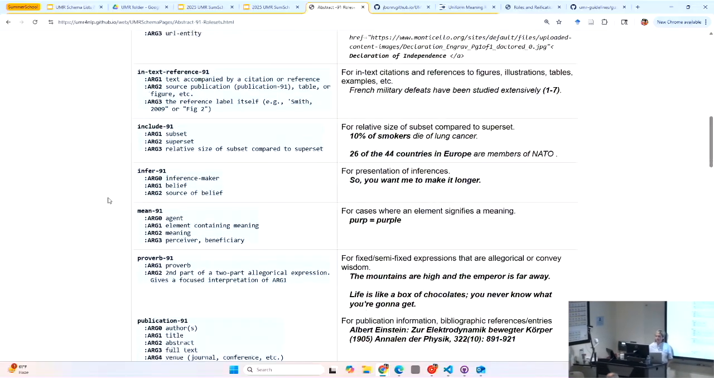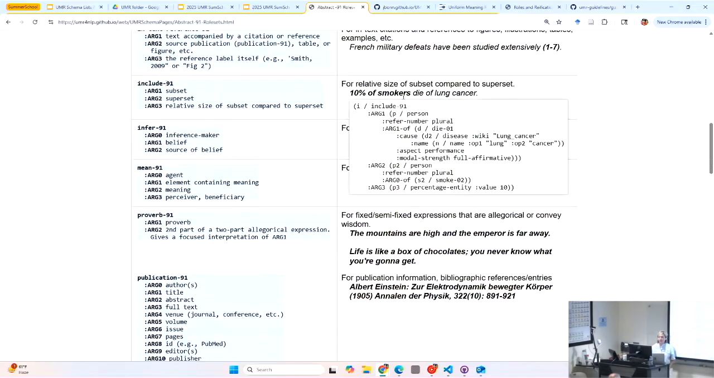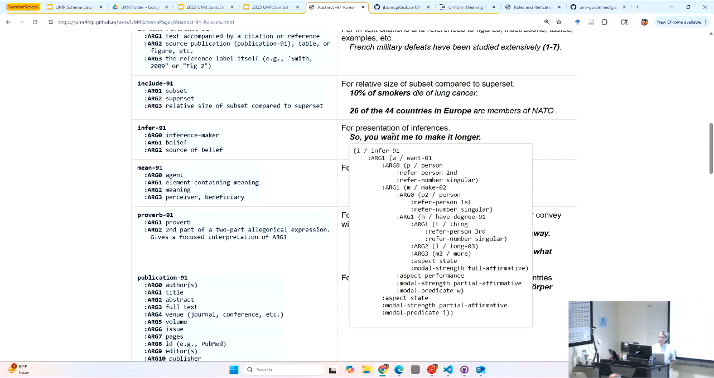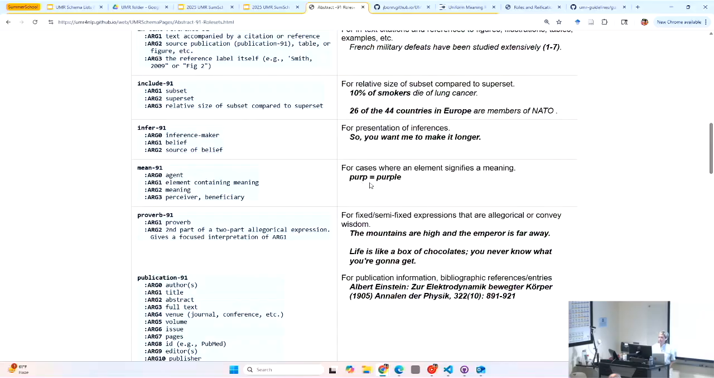Hyperlinks. Include-91 is really frequently used. You've got a subset, a superset, and relative size. Inferences. That one's mean-91.